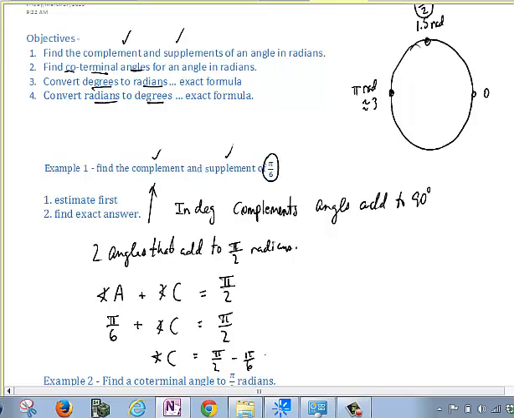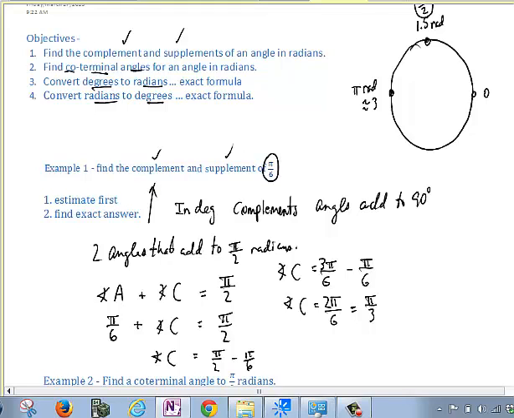And then you have to do a little bit of work with fractions. So you have 3 pi over 6 radians. That's just pi over 2 converted. And pi over 6, that's the original angle. And that would equal what your complementary angle is. And this ends up being 2 pi over 6, which equals pi over 3.